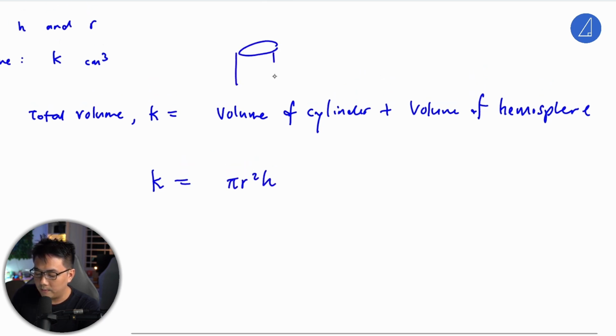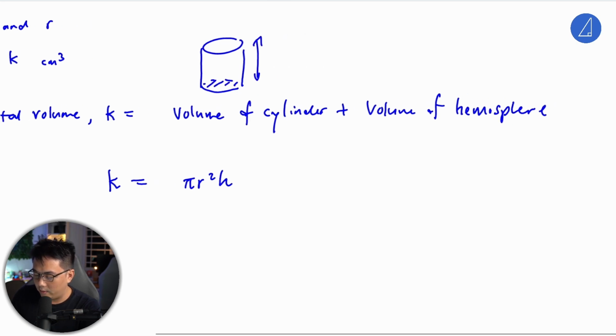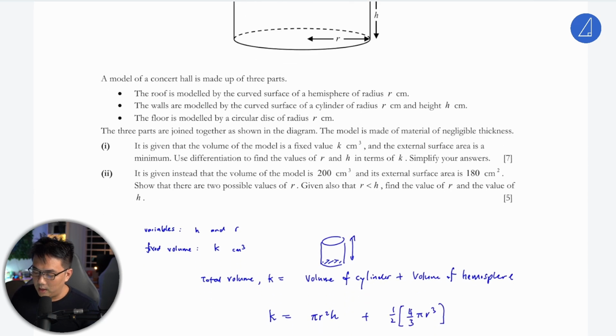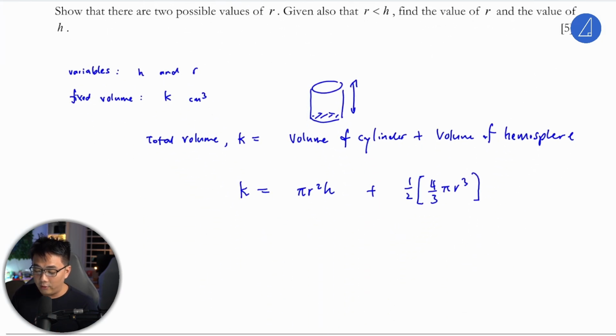So if you have a cylinder here, what we need to do is take the base area times the height, right? Then we'll get the volume. Whereas for the hemisphere, it is half of 4/3 pi r cube. Great, so that's about it. So we have got this here, and we relate both of them by using this fixed condition.